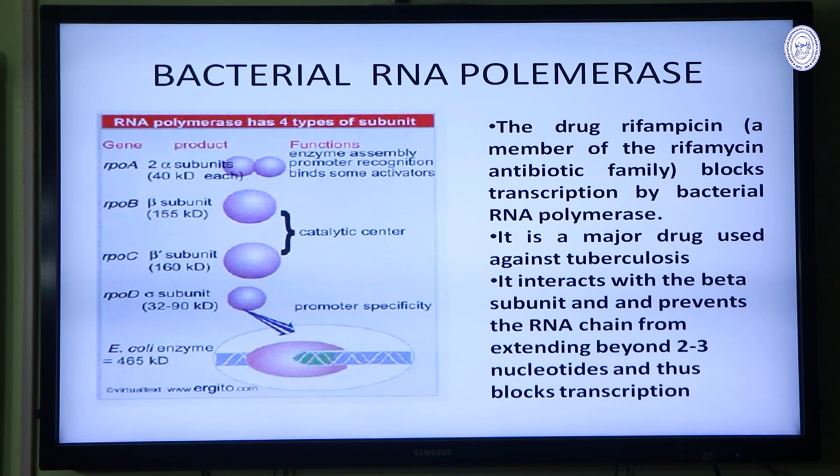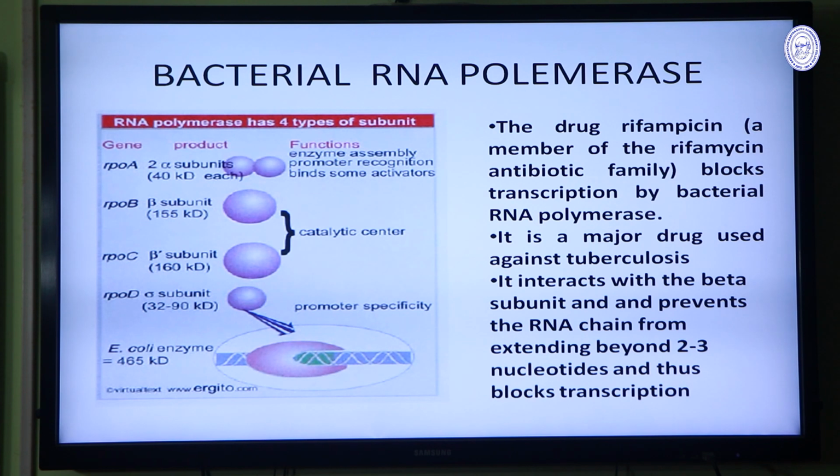Other than the core polymerase, there is another subunit, that is the sigma subunit. Its molecular weight is 32 to 90 kilodalton, and this sigma subunit has enormous significance in transcription. When this core complex joins the sigma subunit, we call it the holoenzyme complex. So, what are the functions of the sigma subunit? The sigma subunit basically gives promoter specificity or promoter recognition, at which promoter specifically the RNA polymerase holoenzyme complex will bind.